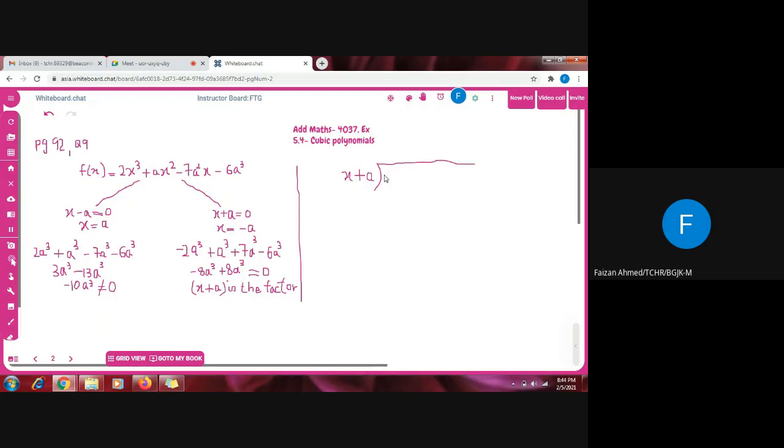So this is x plus a, and I will write the given polynomial inside: 2x cube plus ax square and minus 7a square x and minus 6a cube. This is the given polynomial, and I have to find the remaining factors. One factor has been given to me, that is the linear factor x plus a. So I have to find the quadratic factor.